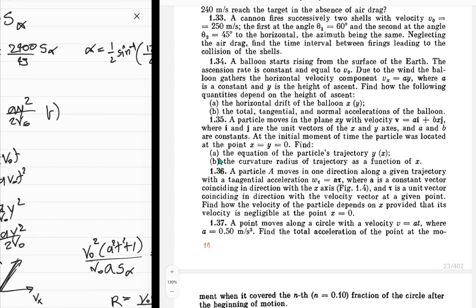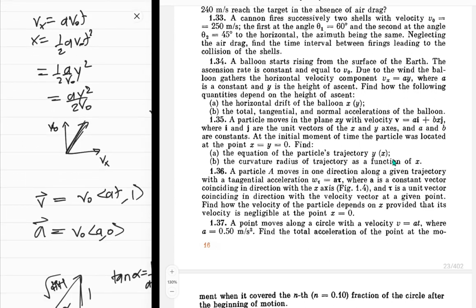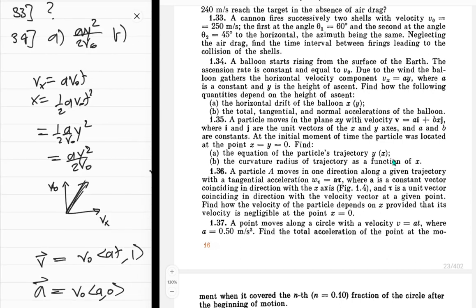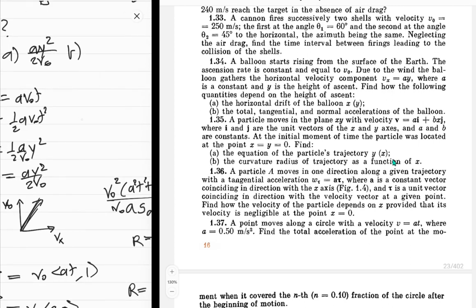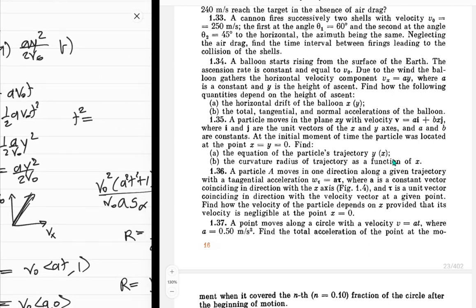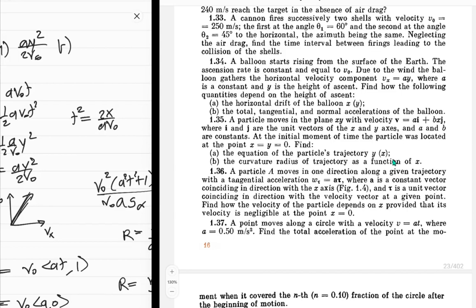And you want the curvature radius of the trajectory as a function of x. Are you serious? As a function of x, you say. So you have what x is: x is half a v naught t squared. So you just have to put t squared as 2x upon a v naught, and that should, oh no, charging low. So wait a second.